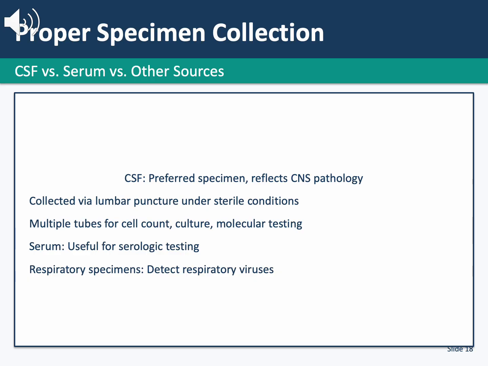Serum can be useful for serologic testing and detection of certain pathogens such as arboviruses. Respiratory specimens may be useful for detecting respiratory viruses that can cause CNS infection. Blood cultures may be positive in bacterial meningitis and can guide antibiotic therapy.